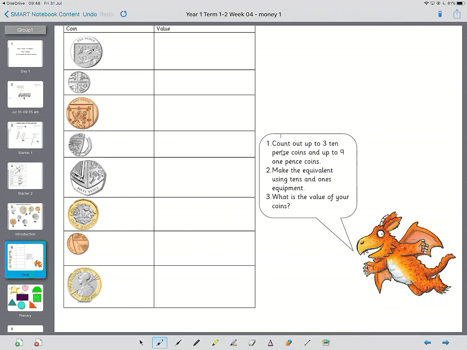Try to use 3 tens and 9 1p coins and make the equivalent using tens and ones, or draw the equivalent and use that to work out your coins. So grown-ups, you could make the tens and ones, or you could have your child make the tens and ones and try to come up with as many different ones as you can. That's just something if you finish this quickly.